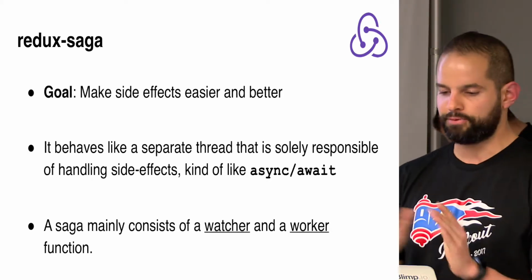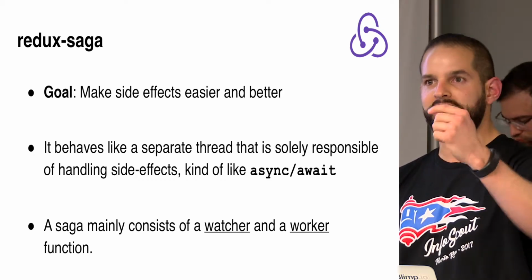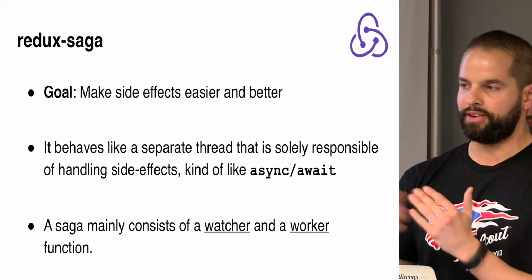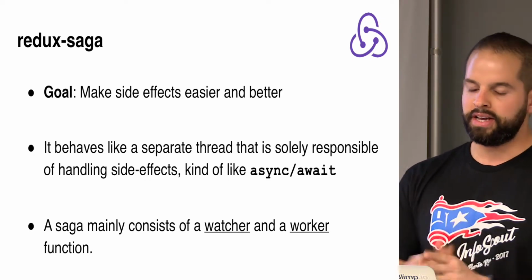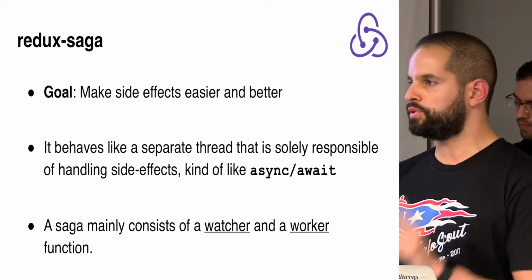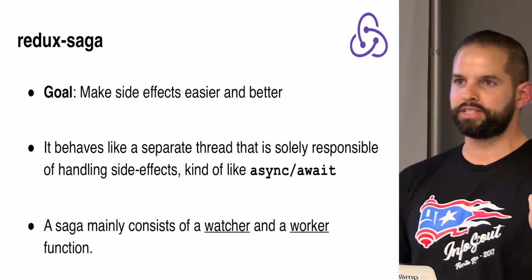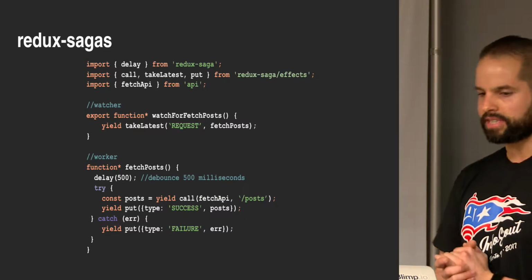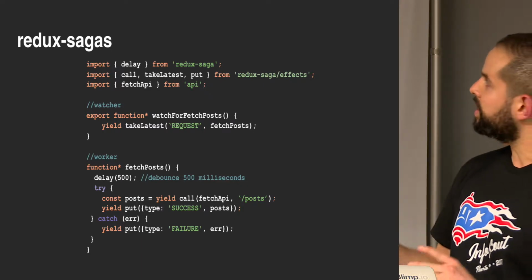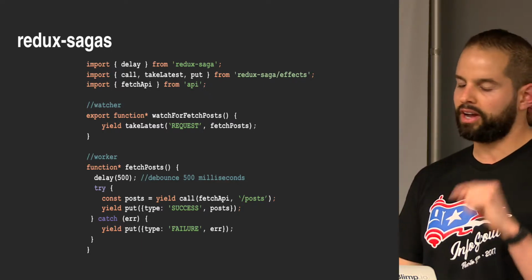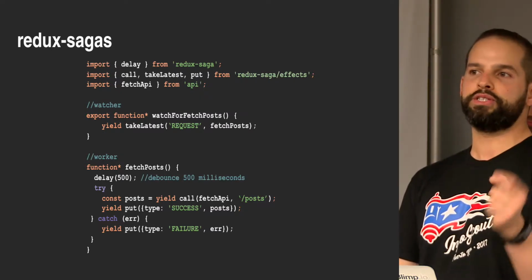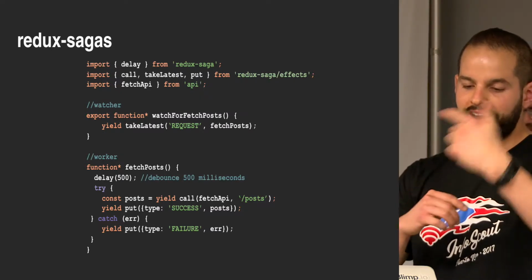It's a function that you can stop and then continue its execution later when an action or an effect is happening. Saga mainly consists of 2 main functions. One is a watcher, and the second one is the worker. So we have here the same example. From Redux Saga, we're getting the delay to do debounce. When the person clicks a button, we can wait to see if the person doesn't click that button again.